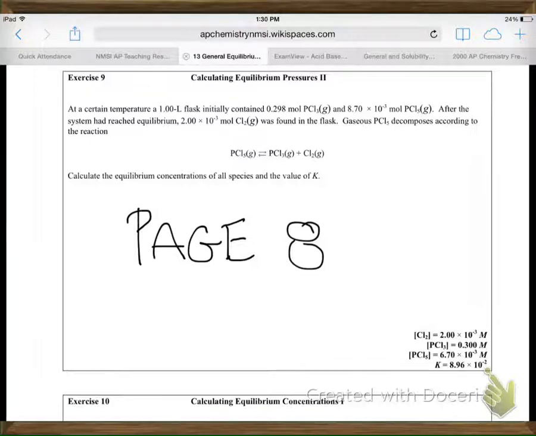What you need to do is turn to page 8 in the packet that I gave you over break. So take a few seconds to turn to page 8. At the top, it should say exercise 9, calculating equilibrium pressures number 2. If you need to, you can pause, and I'll continue right now.